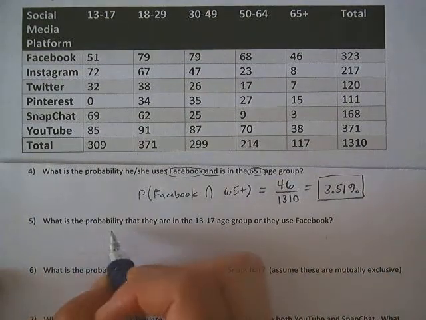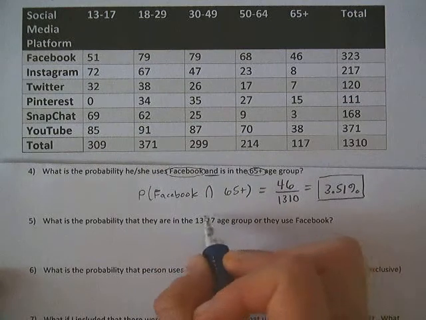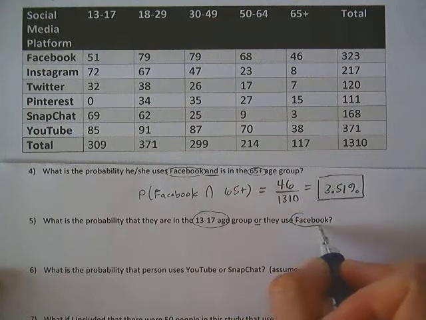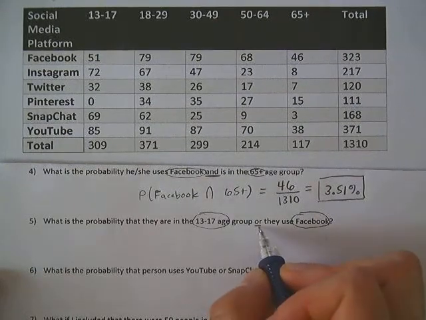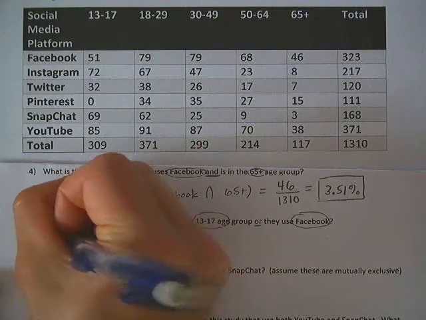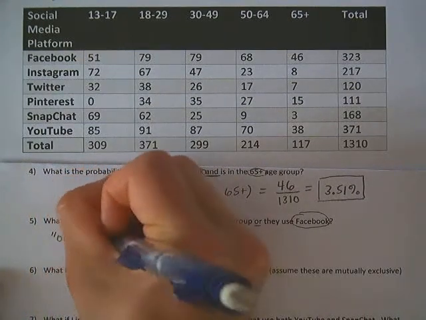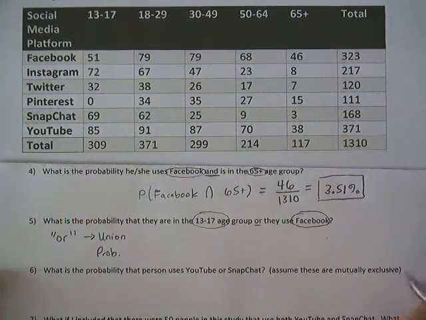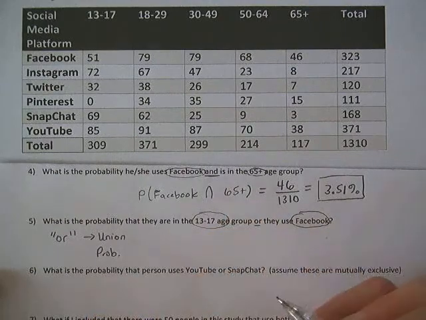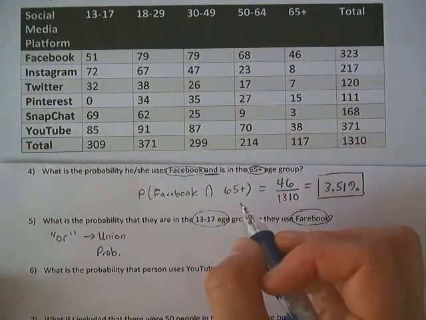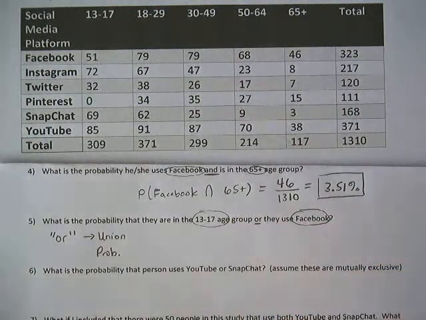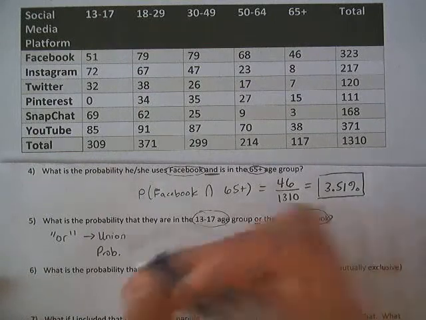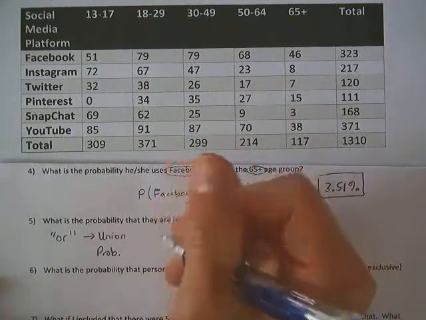Okay. So number 5, we're switching the questions a little bit. Number 5 says, what is the probability that they are in the 13 to 17-year-old age group or they use Facebook? So notice this is now an or problem. So if you remember, the or problems are your union problems. And so we're dealing with a union probability problem. Okay. So when we're doing union probability, we can't pull it out exactly like we did here. It's not going to be super simple, super direct. We have to actually do some of the work like what we did in the union probability problems.